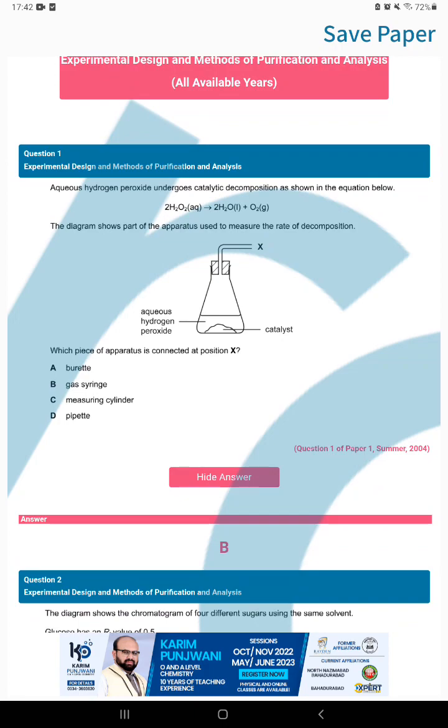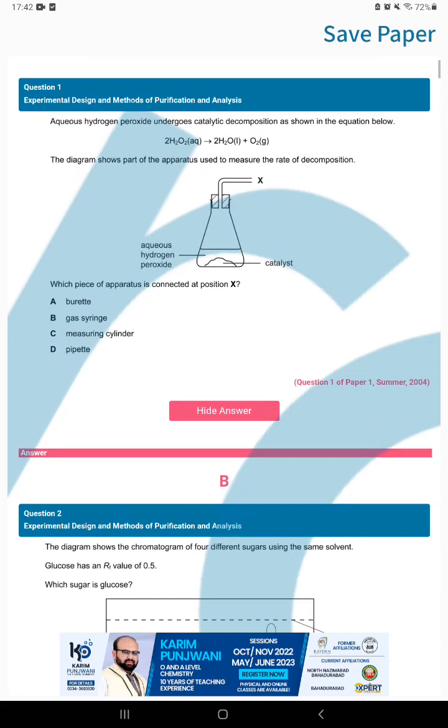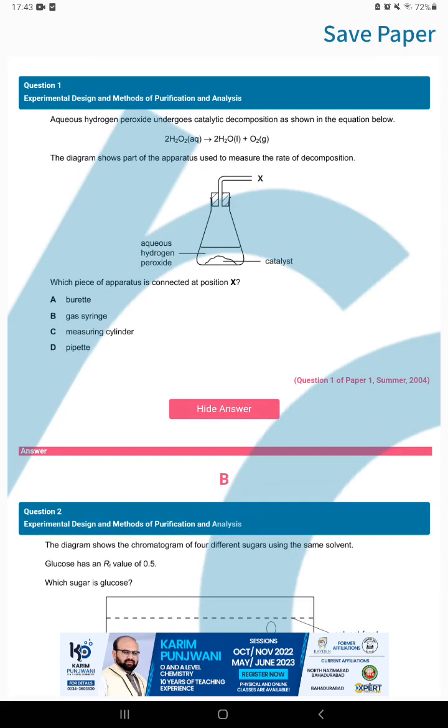Aqueous hydrogen peroxide undergoes catalytic decomposition as shown in the equation below. 2H2O2 aqueous gives 2H2O liquid plus O2 gas. The diagram shows part of the apparatus used to measure the rate of decomposition. Which piece of apparatus is connected at position X?